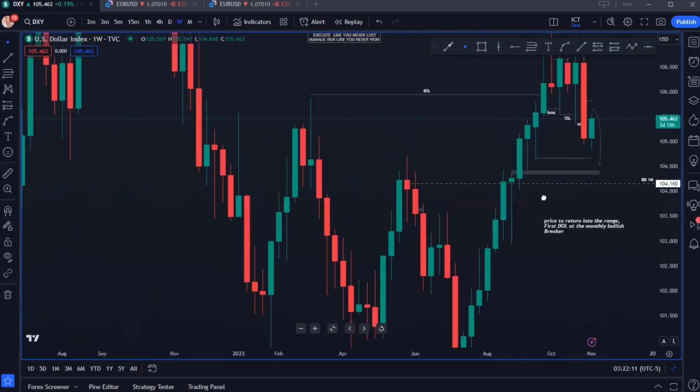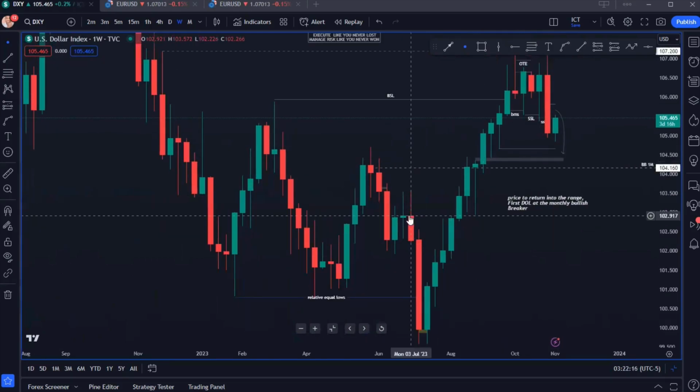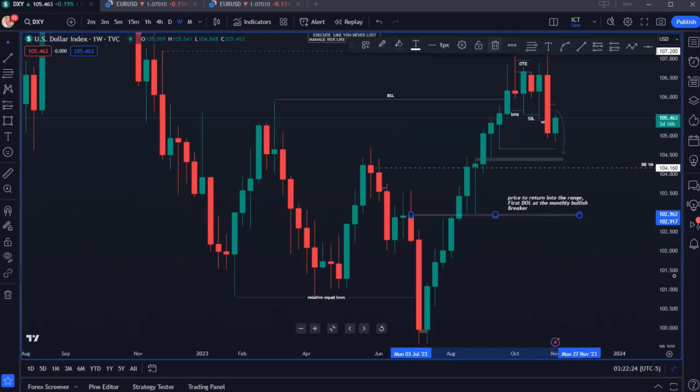Sorry, this block is a breakout block. Sorry, so that's the second one. Then this other block right here. So another one is this. You can see this other block right here. Okay, so at this level, that's the draw on liquidity, but we take it one after the other.